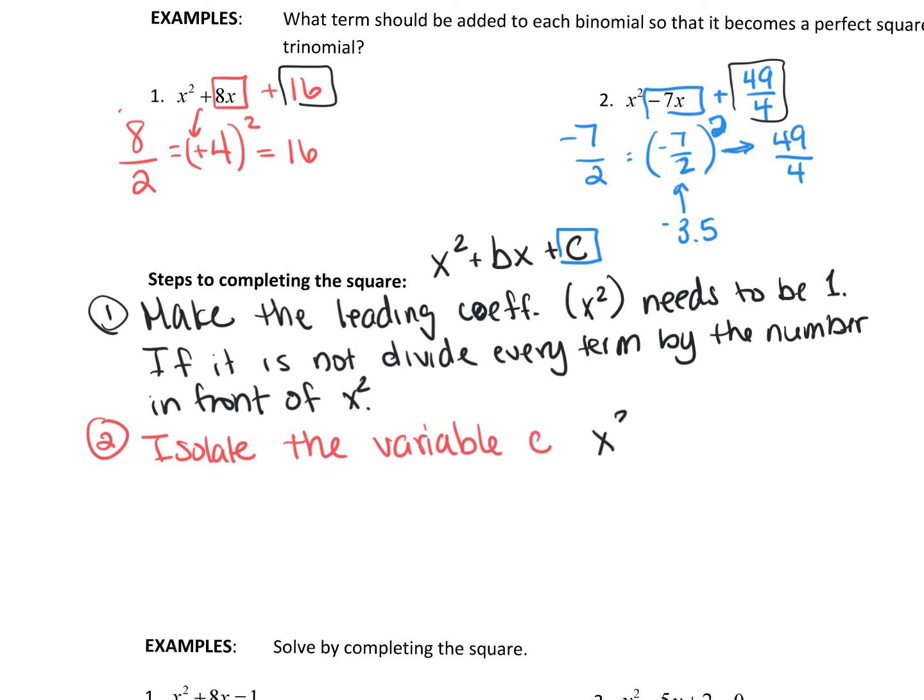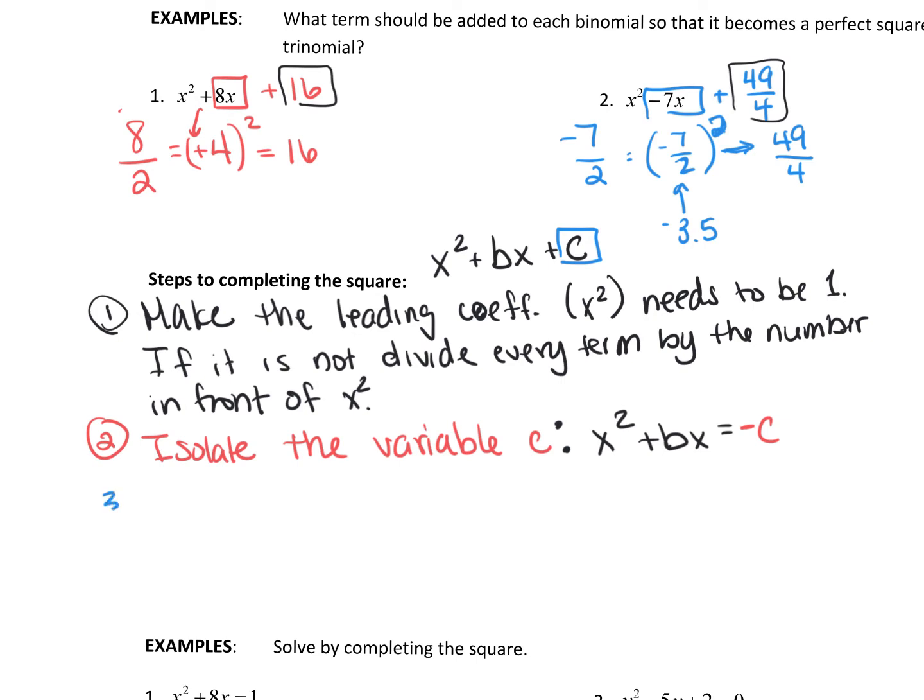You want to have x squared plus bx is equal to, and when you isolate it, really what happens is it's going to become negative c, or the opposite of whatever c is. You want to move c over and make it a negative, take its opposite sign.